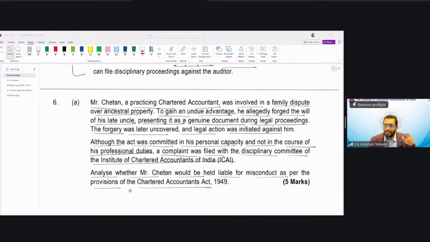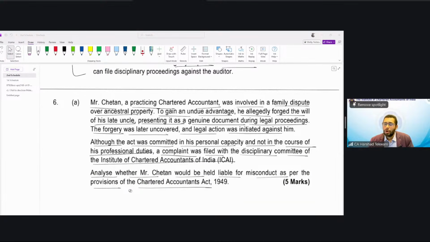Now, for this, we already discussed something similar in the previous session. It's on similar lines. So we need to go back to the first schedule to understand this topic. What is the first schedule about? First schedule part 4, which is applicable to chartered accountants in general, and it is on other misconduct. Remember, it is other misconduct.